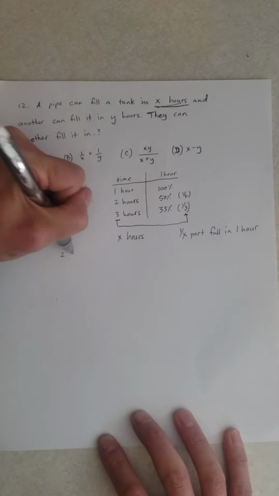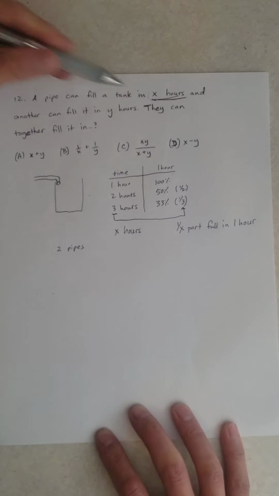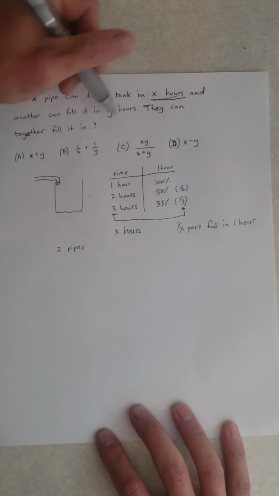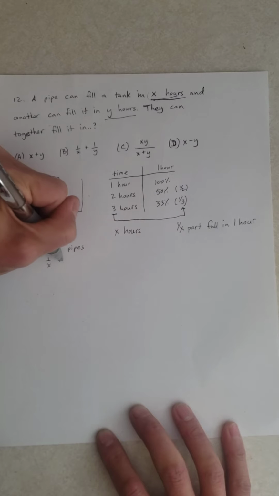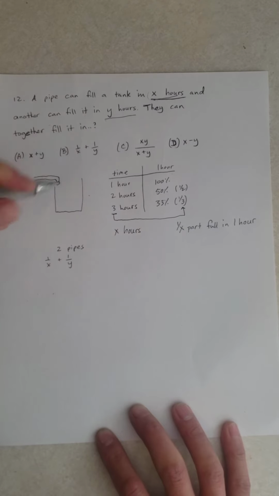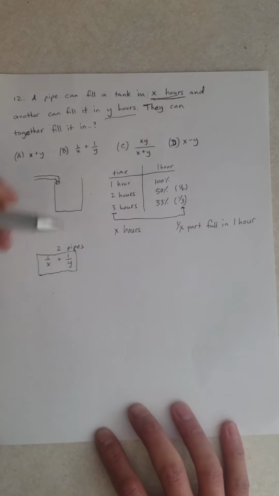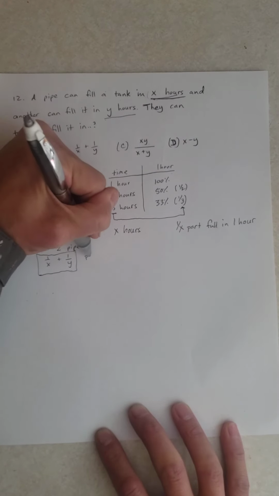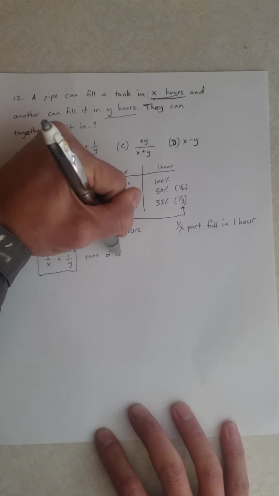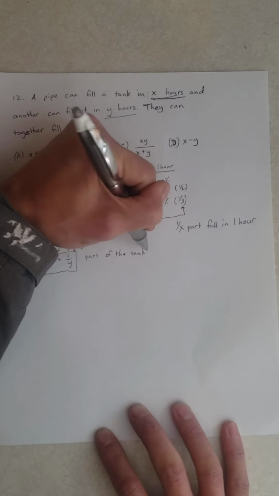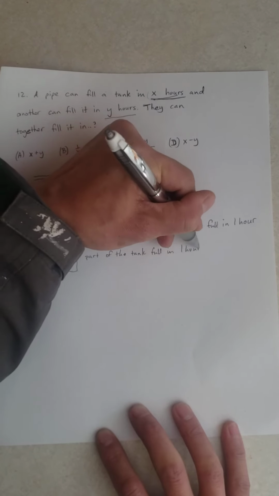So if we have two pipes, this being pipe 1 being filled in X hours and another pipe being filled in Y hours, then we can represent 1 over X plus 1 over Y, meaning that this is 1 over X plus 1 over Y parts of the tank full in 1 hour.